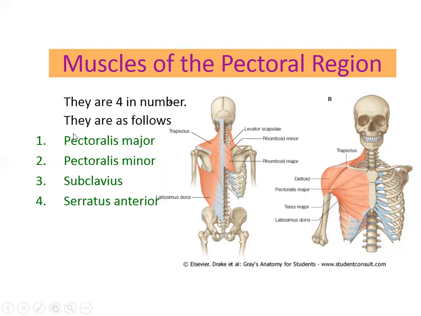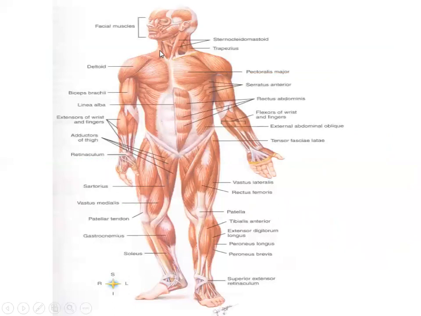The pectoral region consists of the pectoralis major, minor, subclavius, as well as the serratus anterior. These are the four muscles present in this region. So here what you are seeing is the big bulky muscle, which is called the pectoralis major muscle.